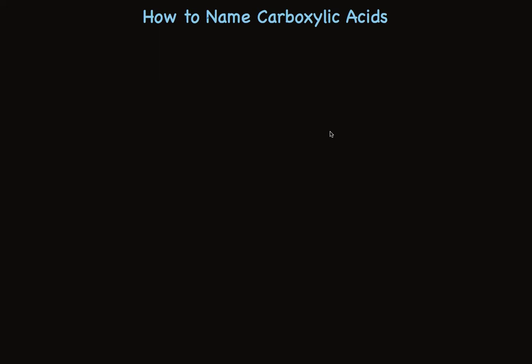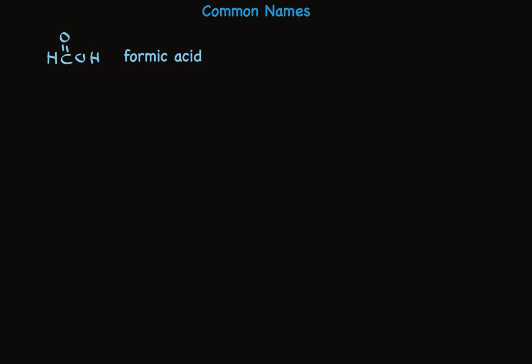There are a few that you really should memorize. Formic acid is the smallest carboxylic acid. It's important chemically and biologically. Acetic acid, 1 carbon bigger, is important to us in the kitchen. It's the component of vinegar that gives the sting to it. It's also very important biologically because it's a building block for many compounds.